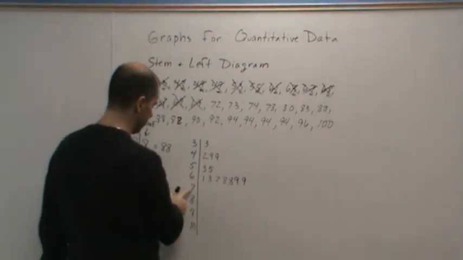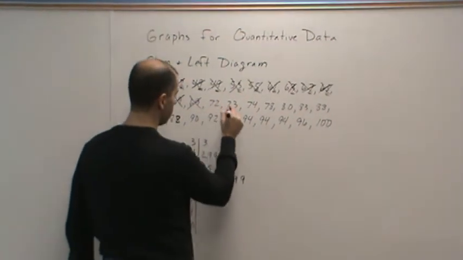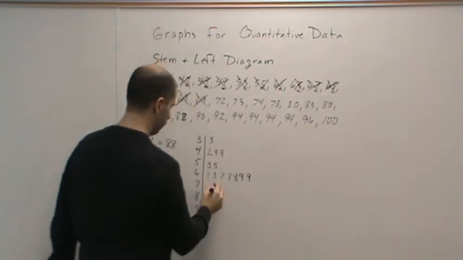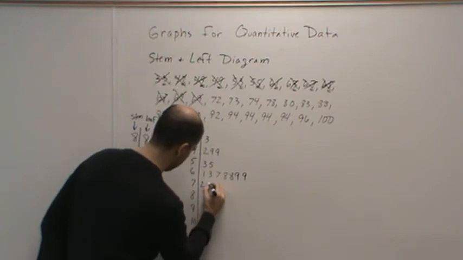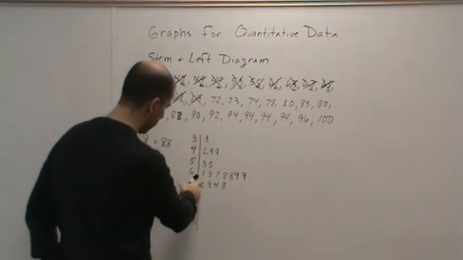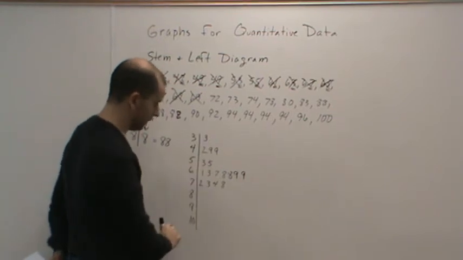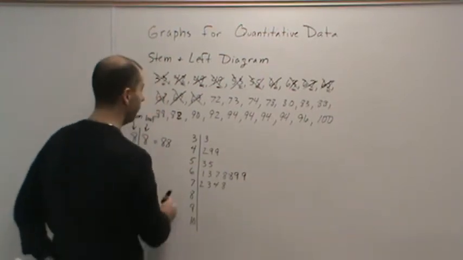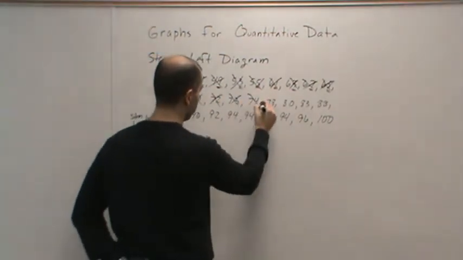Now I go to the 70s. So I got 2, 3, 4, 8. Okay, notice how I'm keeping everything in the right columns. Okay, so I'm done with the 70s.